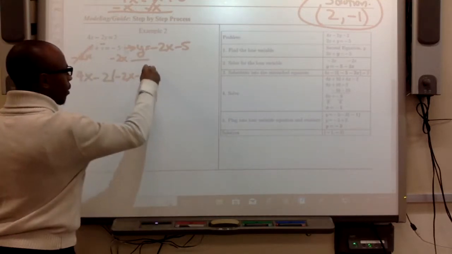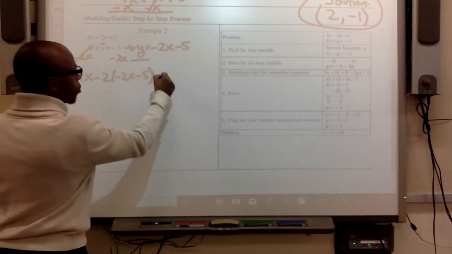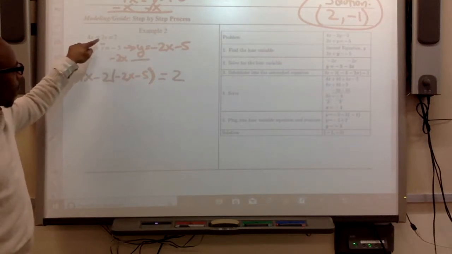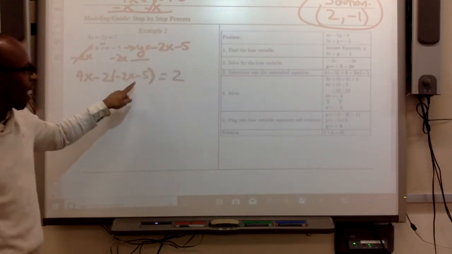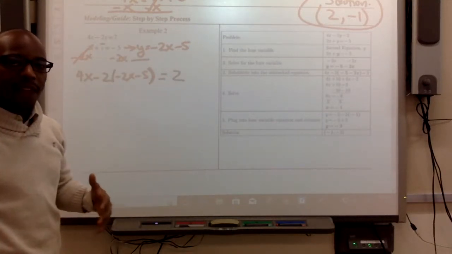Okay, negative 2x minus 5 is what I wrote. Awesome, right? Equals 2, because that's what the full expression says: 4x minus 2 times y. I'm substituting y with negative 2x minus 5, which is equal to 2. Okay? Now that I have this, awesome.